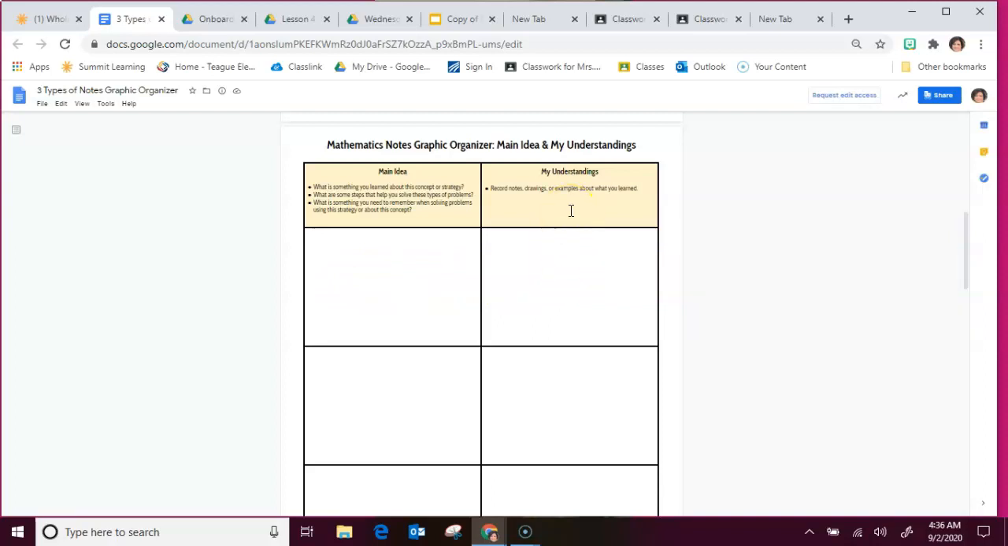This one, the next column, my understanding. So what did you get from this? What were your takeaways? What are some examples that you learned, some drawings you might have seen? So that would go in this column.